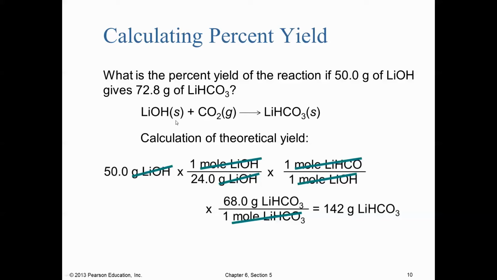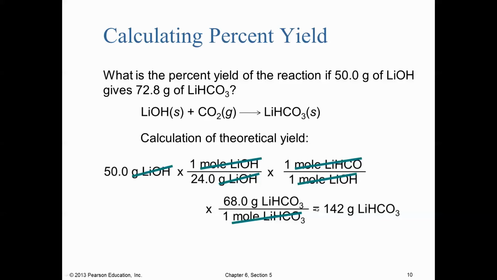And so we're going to use our balanced equation and molar mass, just like before. So grams of lithium hydroxide, there's our molar mass, 1:1 ratio from the balanced equation, and then our molar mass of our lithium bicarbonate. And we end up with 142 grams of lithium bicarbonate. So this is our theoretical yield. Again, with stoichiometry, we calculate how much we'd produce if our reaction worked perfectly and there was no waste or loss or anything like that.